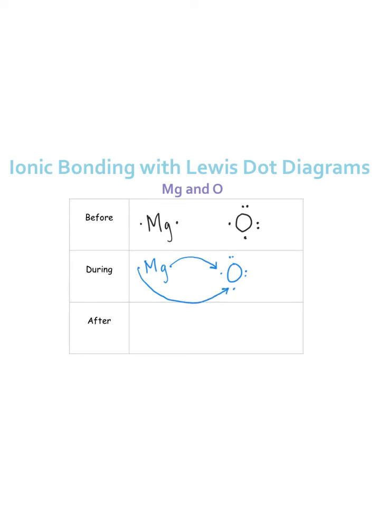And now we're ready for the after. And since magnesium has lost 2 valence electrons, I'm going to show that it has a positive 2 charge. And since oxygen has gained 2 electrons, I'm going to show that it has satisfied the octet rule and it now has 8 valence electrons in the second energy level, and it has acquired now a negative 2 charge. And since I only needed 1 magnesium and 1 oxygen, this is a 1-to-1 ratio, so I would write the formula as MgO, and that would be the formula for magnesium oxide.